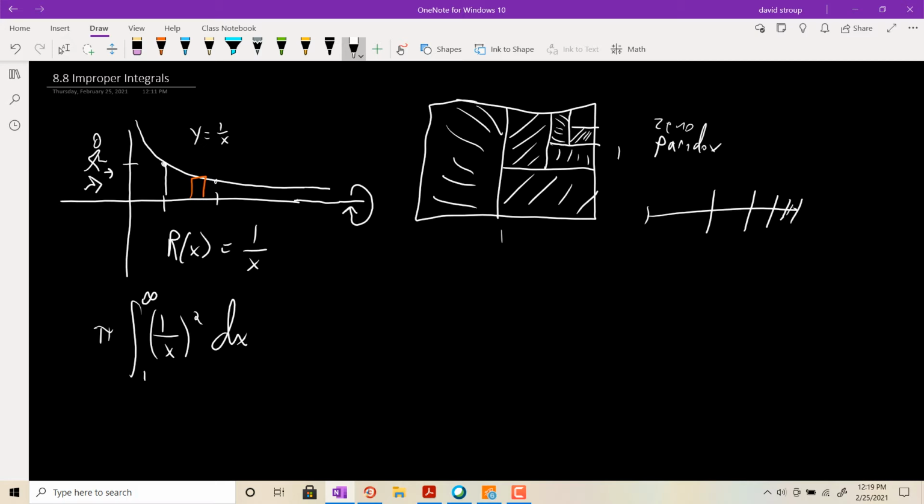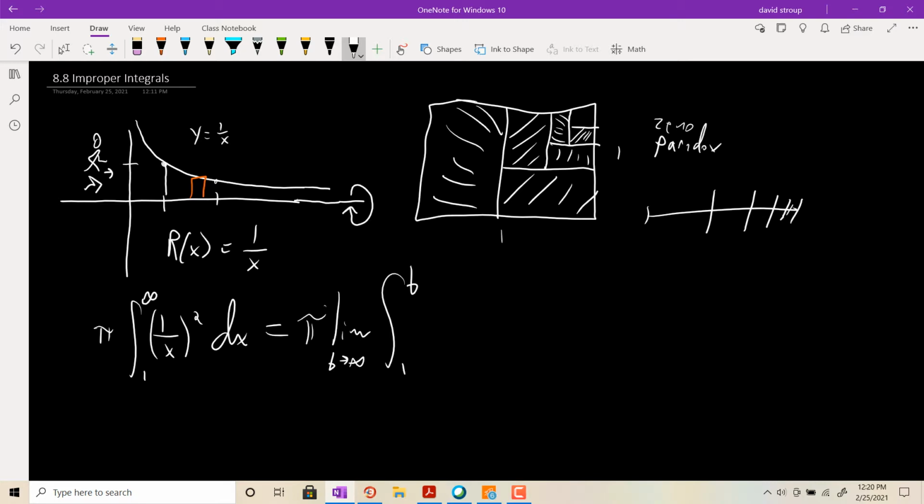I want to find the volume of Gabriel's horn, so I'm using 7.2 methods. The trick to dealing with this is to rewrite the integral as a limit. You can evaluate an integral if it just has bounds like 1 to b, and then at the end you take the limit as b goes to infinity.